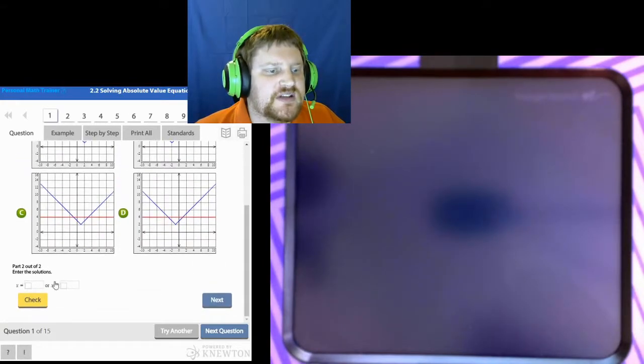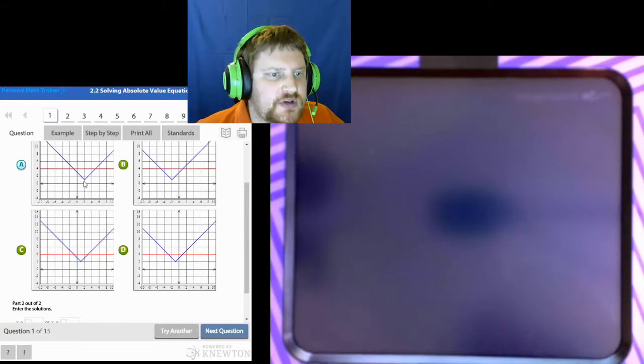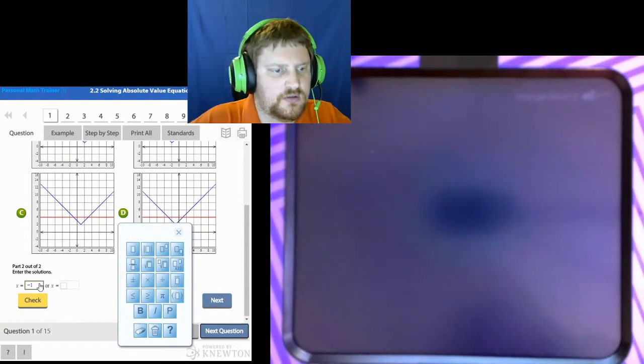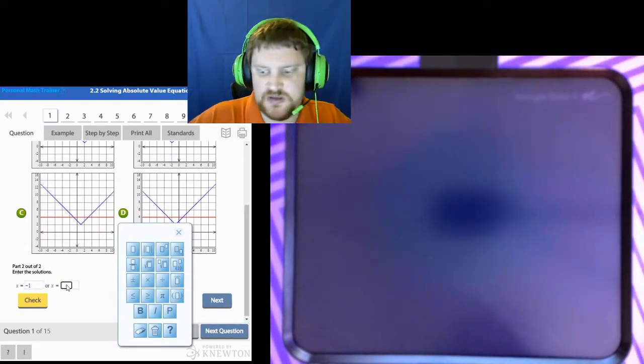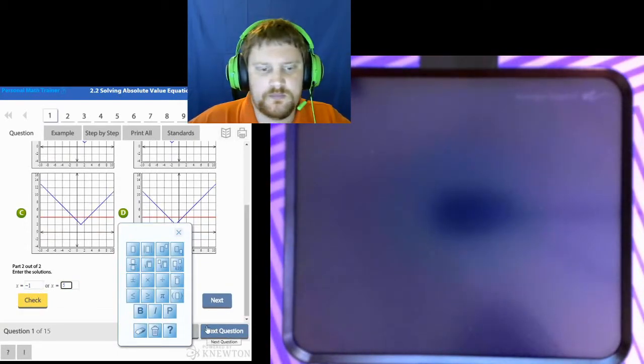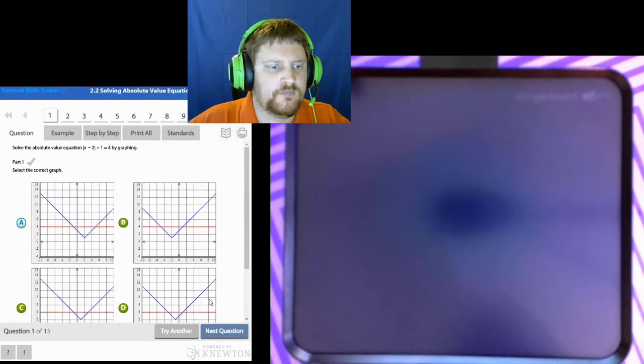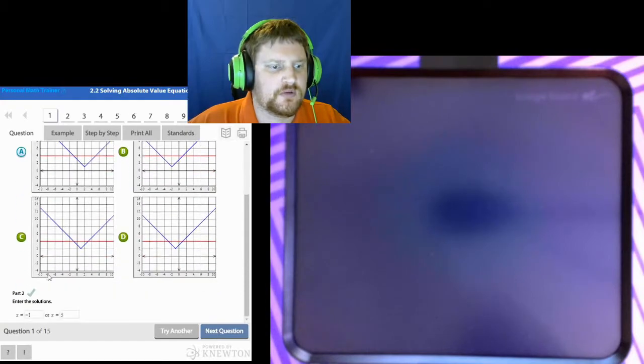So now it's asking us to enter our solutions. The solutions to this are where the x values cross. So I see -1 and 5. So x is -1 or x is 5. Correct. Perfect. Part 1, part 2, both correct.